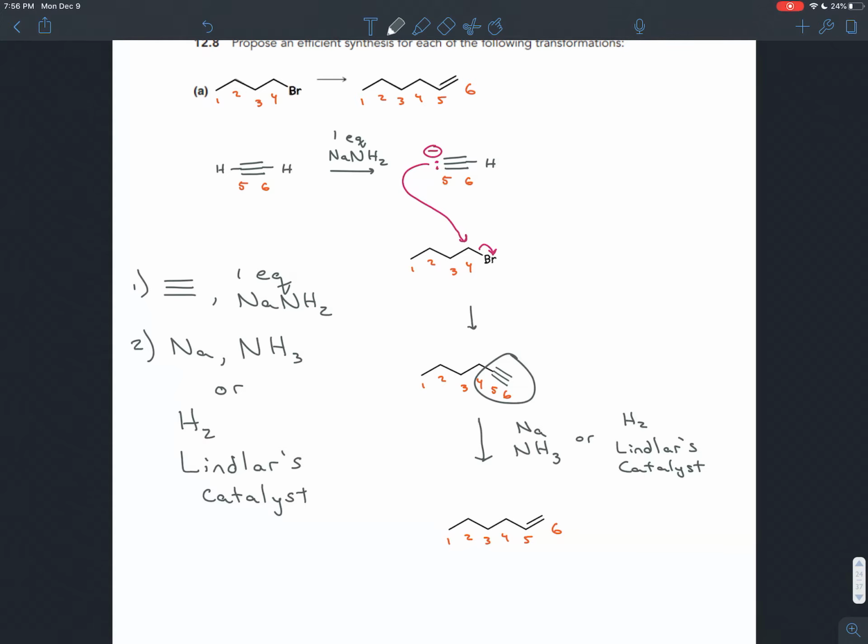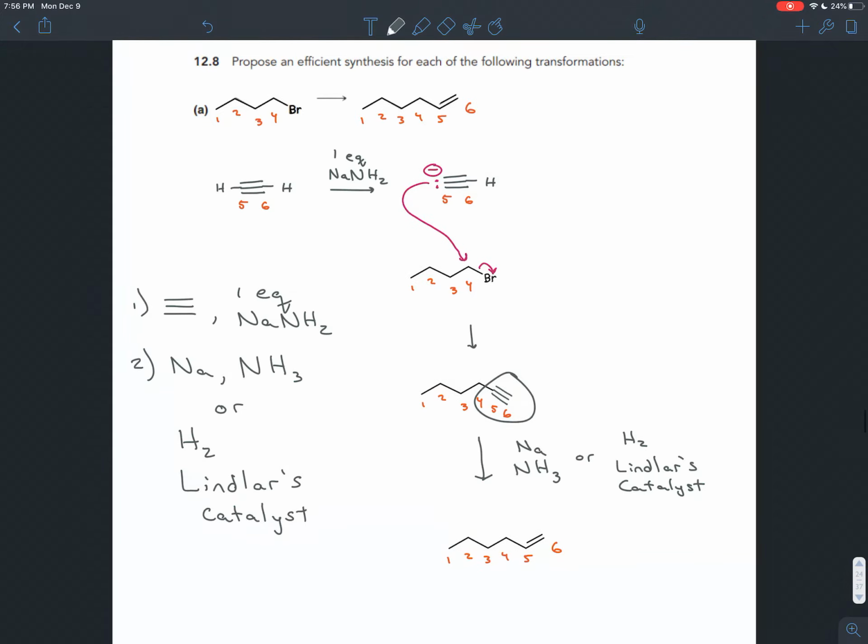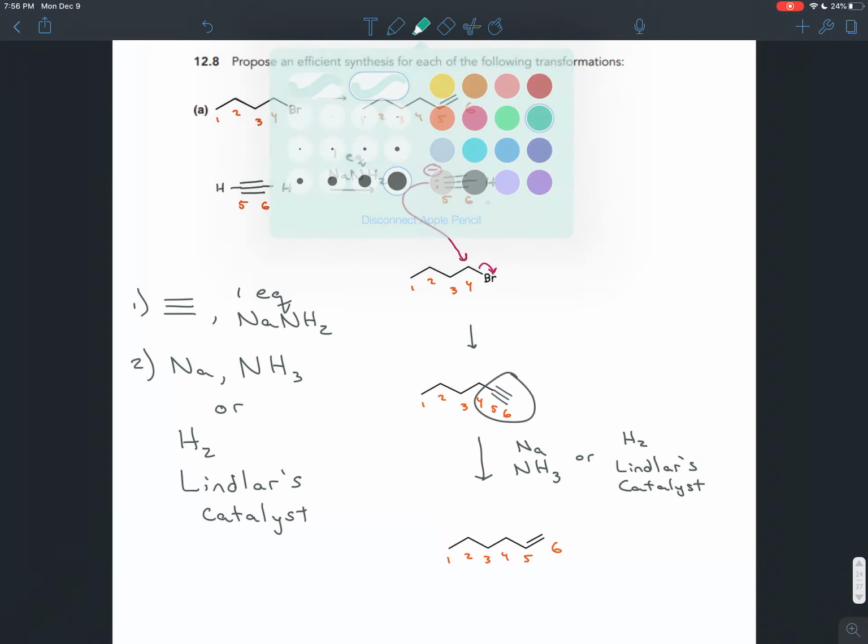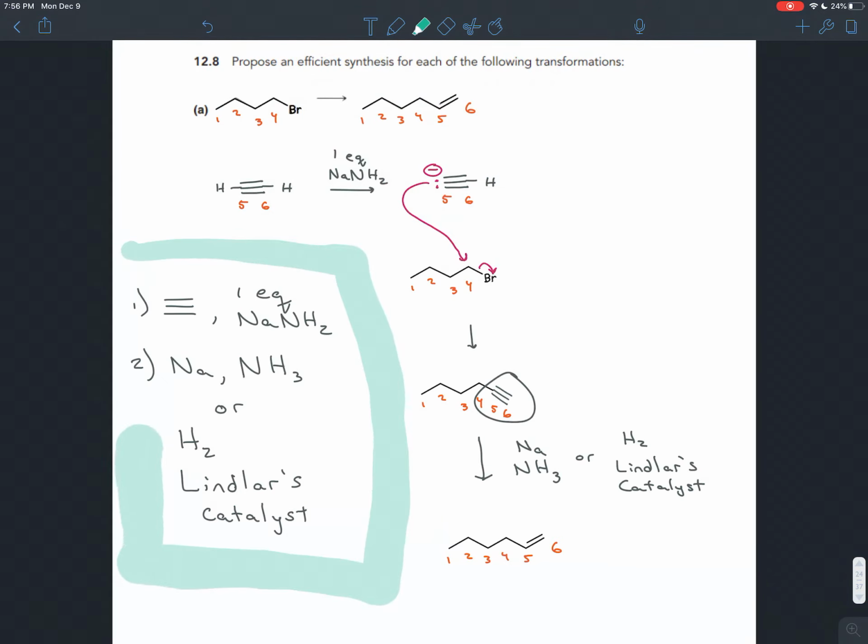Either one would work. You wouldn't use both, so just one of those. And that procedure, really just 2 steps, would be enough to achieve that transformation.